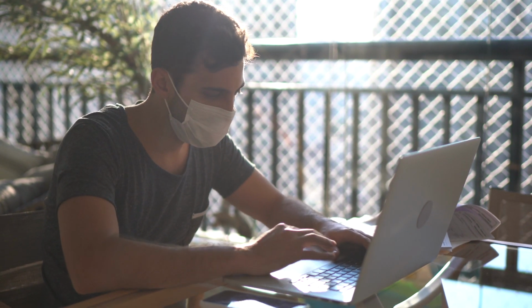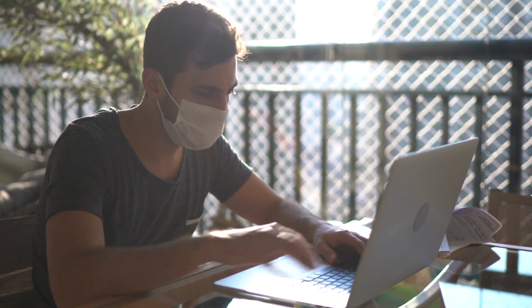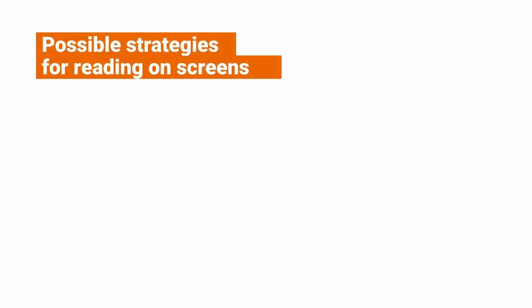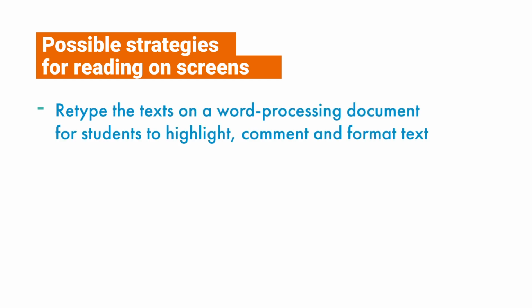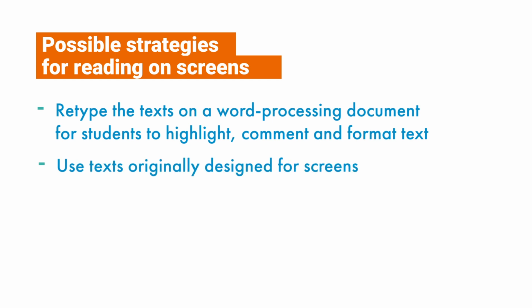If our students are going to read from a screen, be it in an online environment or in a face-to-face classroom, we need to reassess the strategies that we ask them to use. Here are some ideas that I've seen being implemented that can be very useful. Retype the text on a word processing document so that students can use the tools to highlight, comment, and format the text. Use texts that have been originally designed to be read on screens rather than in course books.